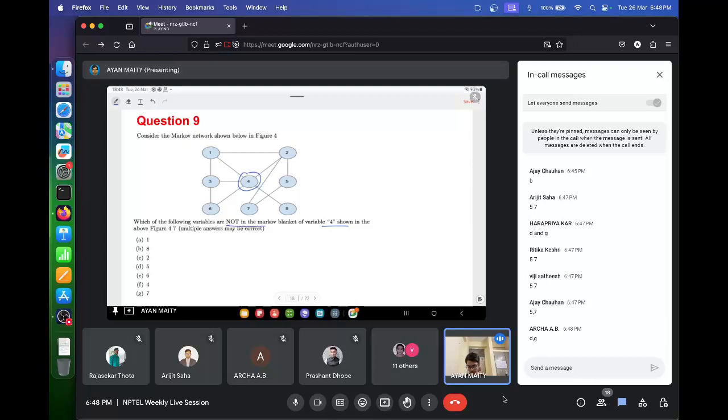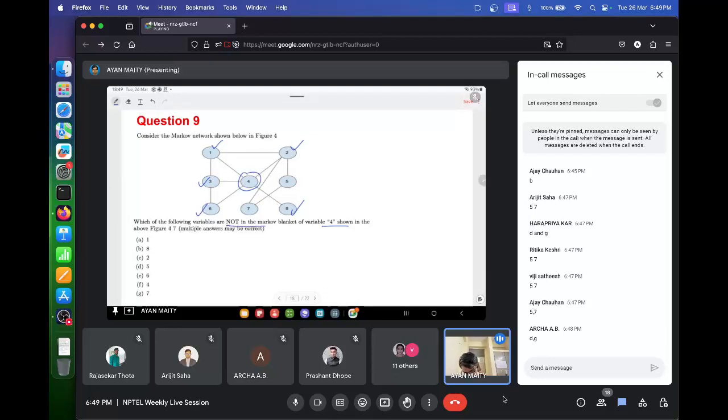So in undirected graphical models, the Markov blanket of a given variable is just the neighboring nodes of that variable. So in case of 4, the neighboring nodes are 1, 2, 3, 6 and 8. So these are all the immediate neighboring nodes of 4. So these nodes form the Markov blanket of 4.